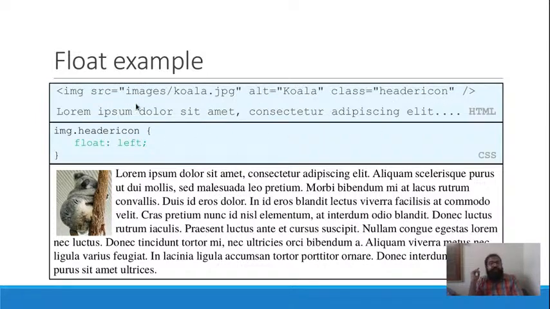And some text is there adjoining the image. You can see that it will be rendered somewhat like this, as you see on the bottom part of the slide. So you have the koala's image on the left side, and then you have the text that is wrapped around the particular content.